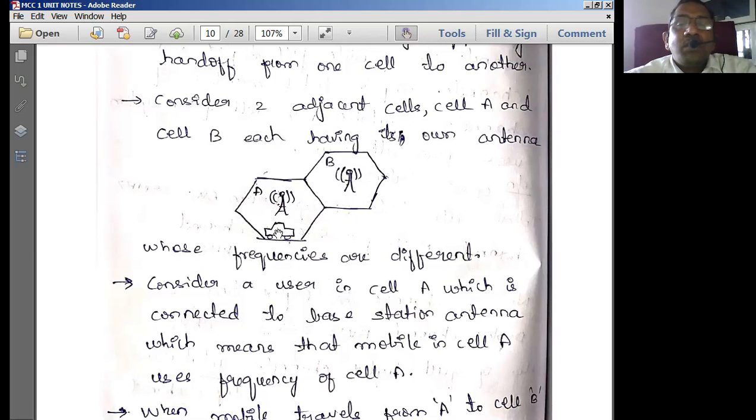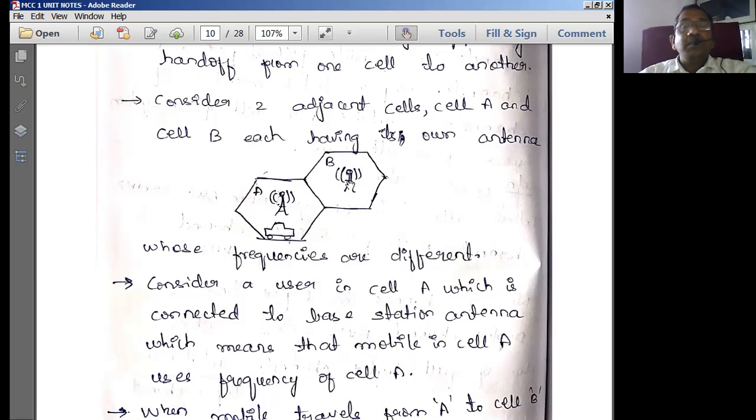Why? Because once this mobile unit crosses the region of say 5 kilometers, it will not receive signals from A. So the station nearer to this mobile unit is going to be mobile station B. Immediately the mobile unit should get connected to B without disturbing its call.